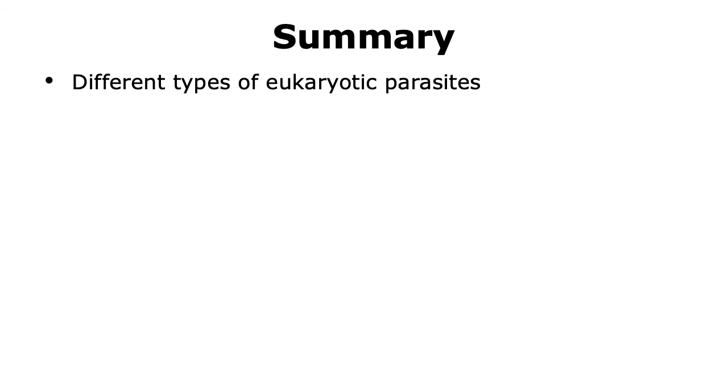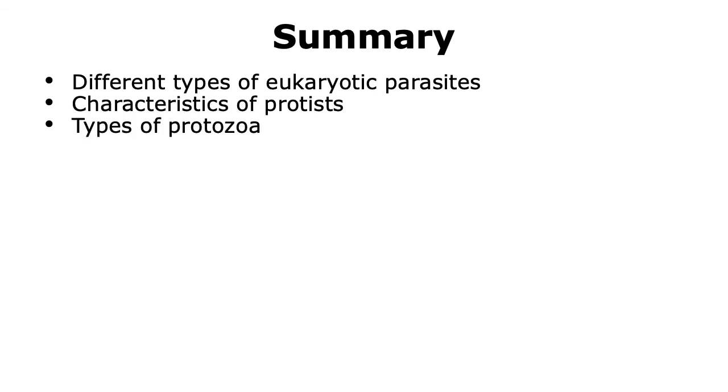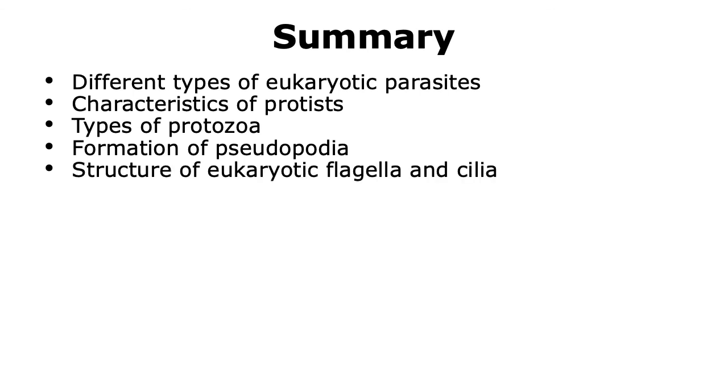With this, we come to the end of our talk, where we learned about different types of eukaryotic parasites, which include the protozoa, helminths, and parasitic lice. We also learned about the characteristics of protists and the different types of protozoa based on locomotory patterns. We also learned about how pseudopodia are formed and the structure of eukaryotic flagella and cilia and how they are different from bacterial flagella.